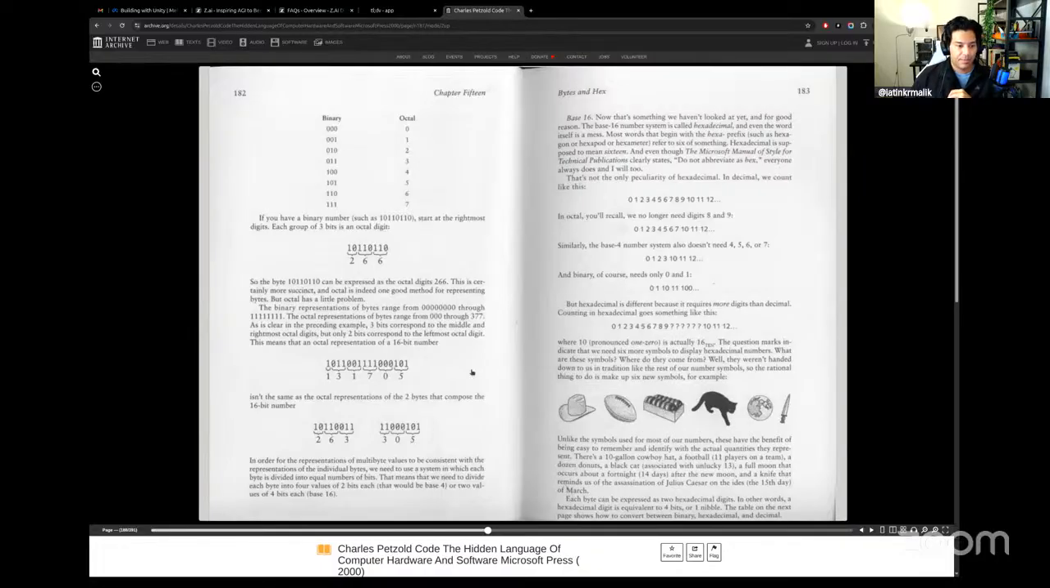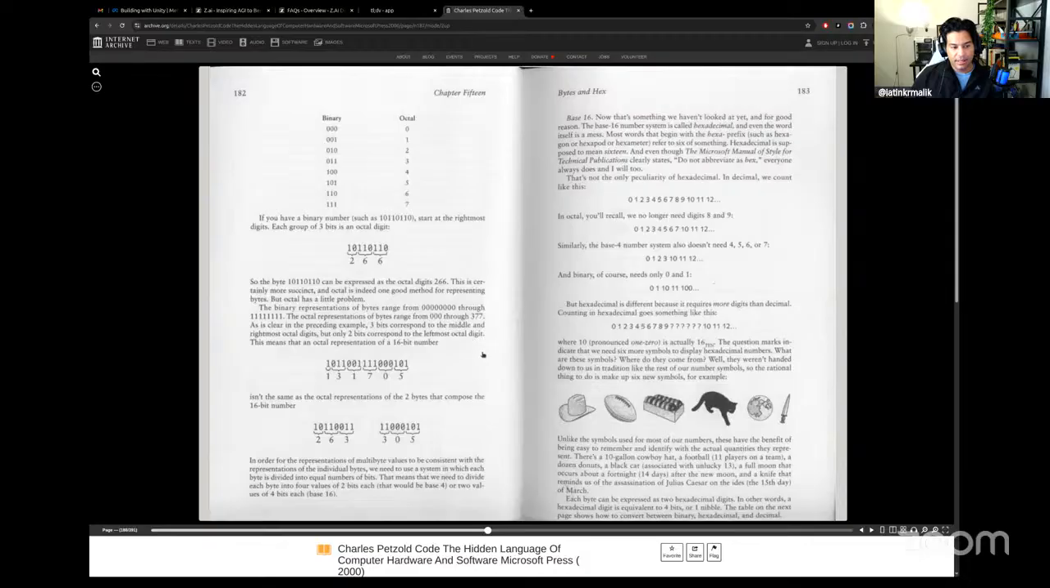But octal has a little problem. The binary representation of bytes ranges from 8 bits of 0 through 8 bits of 1. The octal representation of the same bytes ranges from 000 through 377. So they still go from 0 to 255, but in octal it just becomes 377.